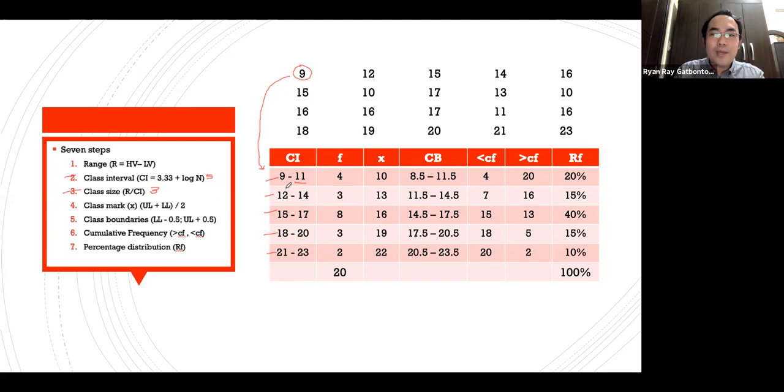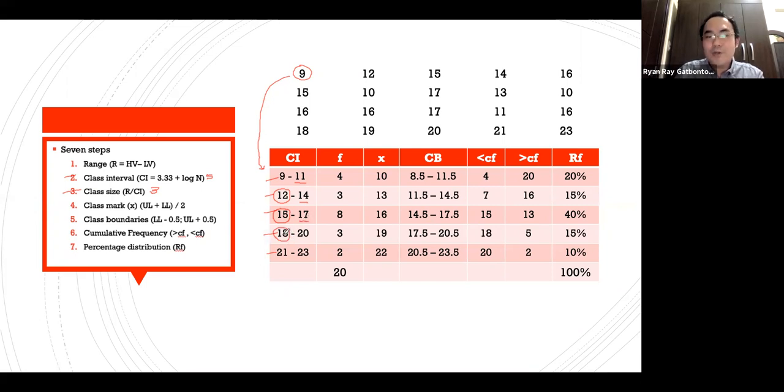From 12, we count again three values to determine the upper limit. So it's 12, 13, 14. So that's why we get 14. The next value becomes 15. All right, so we count again three values towards our upper limit. It becomes 15, 16, 17. So that's why this is 17. This one is 18 because we cannot overlap with 17.